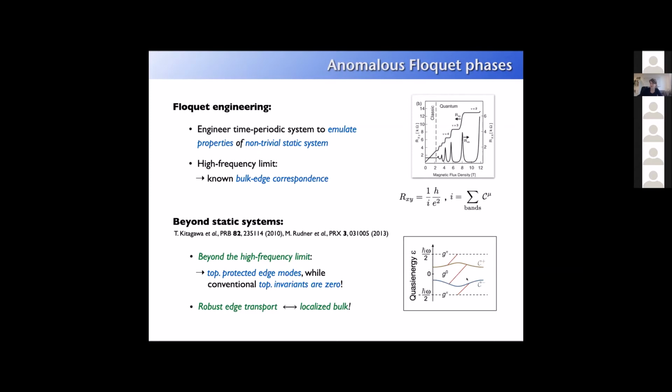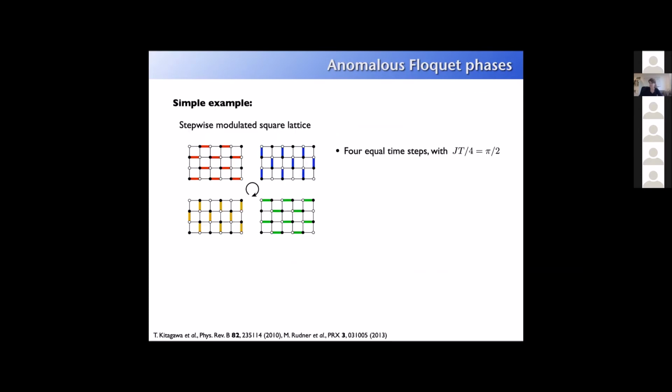For instance, in these systems, even if all the bulk states are completely localized, we can still have a topological edge mode in the system because it's determined by this non-trivial winding of the energy spectrum. And a nice intuitive way to understand how these non-trivial properties arise can be explained using the stepwise modulated square lattice, which is one of the earliest models that has been introduced to study these types of physics.